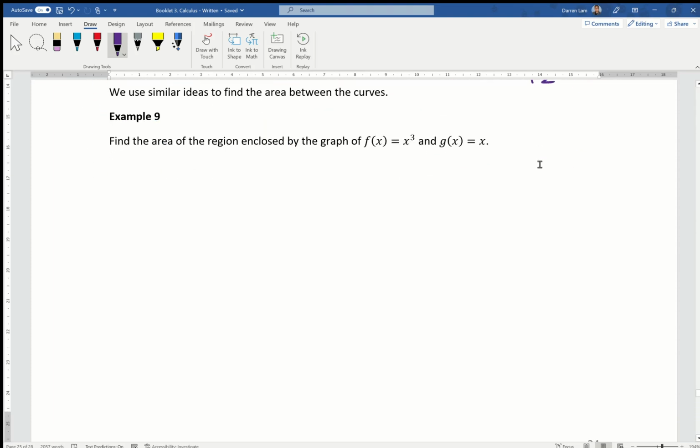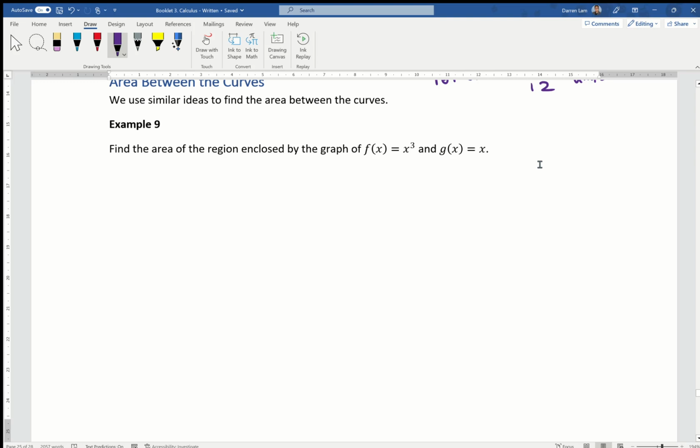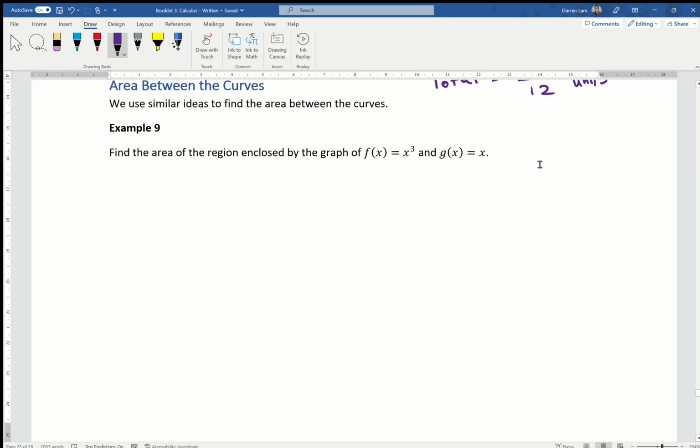Area between curves, let's move on to the next one. We use similar ideas to find the area between curves, except if I give you 2 curves, you then apply a new rule to be able to find the area between those curves. The general principle is very straightforward. I picked some very easy examples for this. There will be some tricky examples in your textbook. Find the area of the region enclosed by the graph of f of x equals x cubed and g of x equals x.